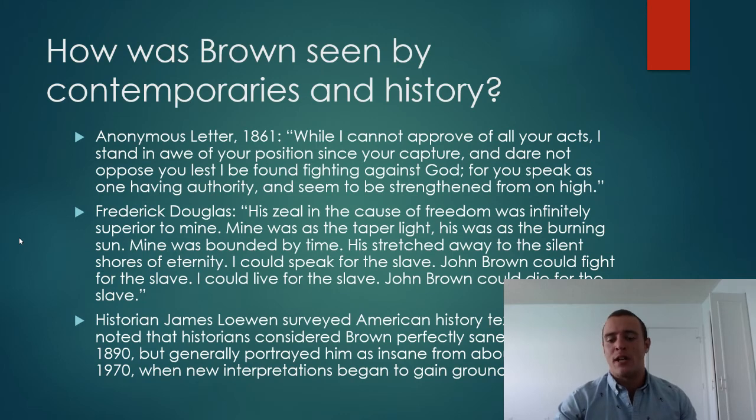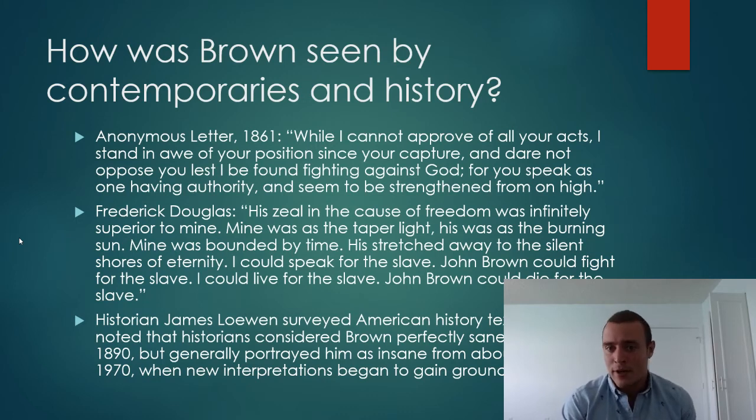But the rise of the abolitionist movement led to the tensions between pro-slavery and anti-slavery forces increasing. And that was kind of where Brown was socialized and radicalized. So how was he seen by his contemporaries and by history?